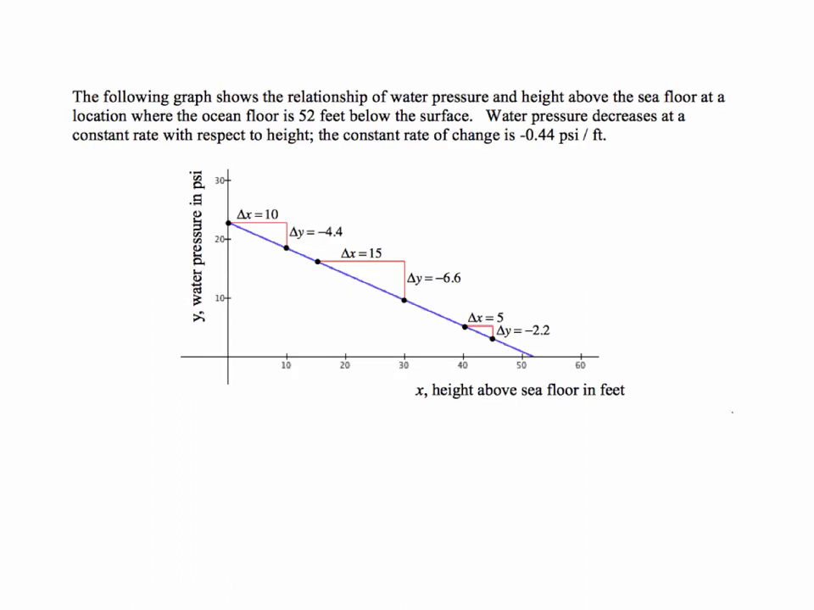So this might look familiar if you've been reading ahead. I think this is for Friday, but I wanted to talk about it in class. So the following graph shows the relationship of water pressure and height above the seafloor at a location where the ocean floor is 52 feet below the surface. Water pressure decreases at a constant rate with respect to the height. The constant rate of change is negative 0.44 psi per foot. Okay? And so we have a graph of what that looks like. Now, I've already stuck it up here for you. So what I want to do is actually analyze what we're looking at.